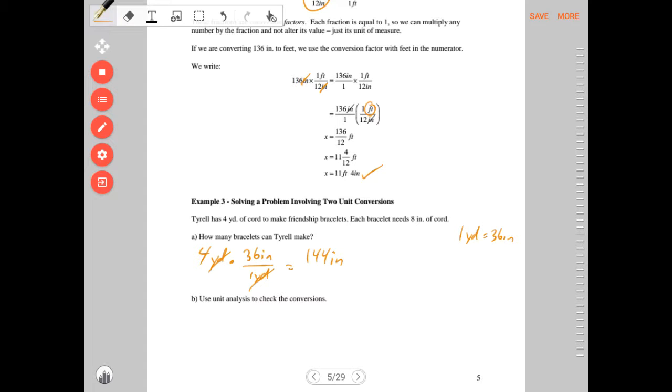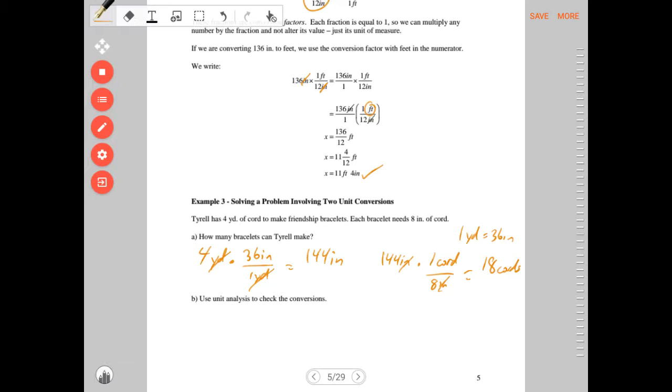Perfect. Now, we can do the same thing by saying 144 inches times, well, we have 1 cord equals 8 inches. So again, the inches cross off, and our units are now in cords. So 144 times 1 divided by 8 works out to 18 cords. So Tyrell can make 18 friendship bracelets.